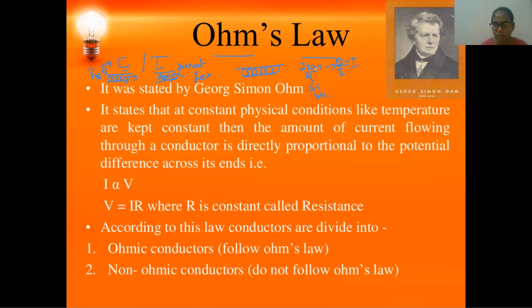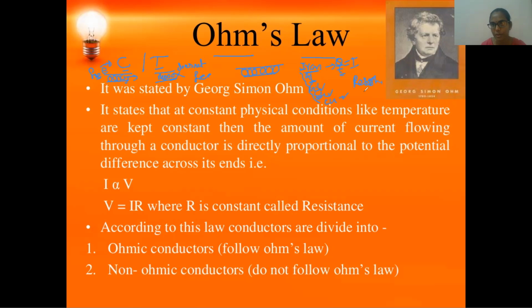Based on this, iron will oppose more current, which means it does not let the current flow easily. With aluminum, gold, and silver, gold is a good pure conductor, and copper is also a good conductor. So the conductivity of these materials also depends on some factor, and that factor is the resistance.